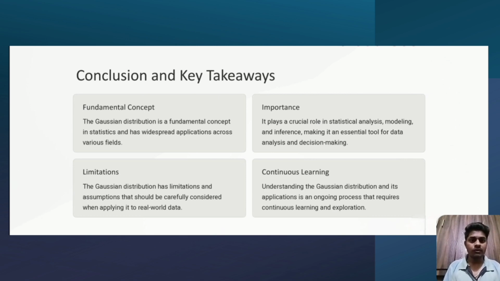Conclusion. Fundamental concept. The Gaussian distribution is a fundamental concept in statistics with widespread applications across various fields. Importance. It plays a crucial role in statistical analysis, modeling, and inference, making it an essential tool for data analysis and decision making. Limitations. The Gaussian distribution has limitations and assumptions that should be carefully considered when applying it to real-world data.